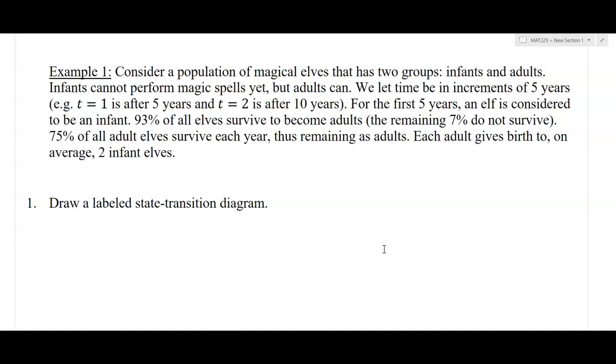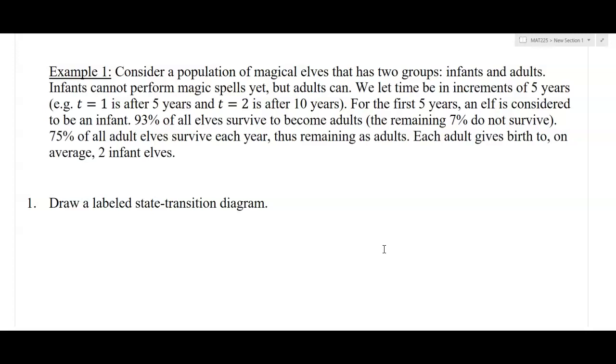So consider a population of magical elves that has two groups, infants and adults. And so now we already can think about this as adults can't become infants. So the travel from one state to the other can only go from infants to adults, in the sense that infants can become adults, but adults cannot become infants. Infants cannot perform magical spells yet, but adults can.